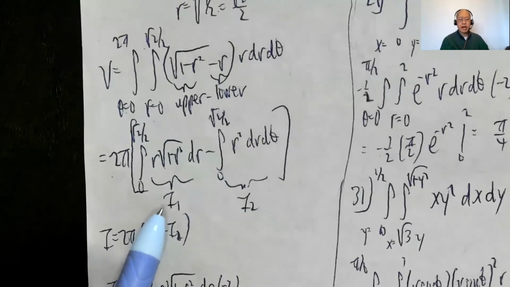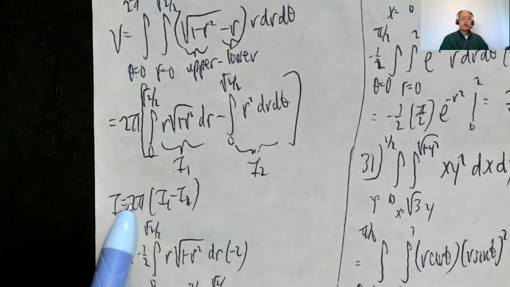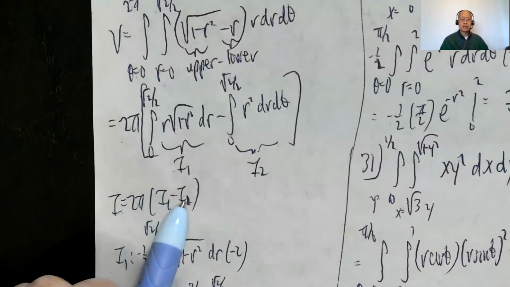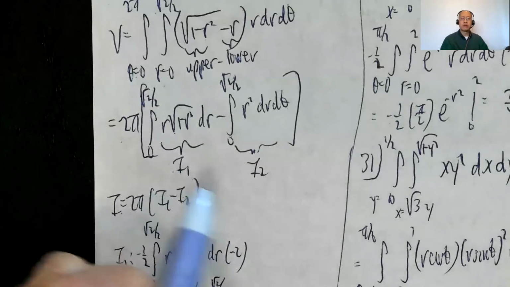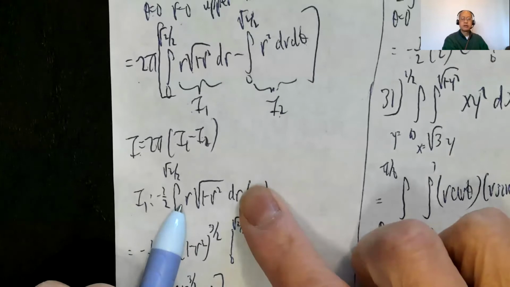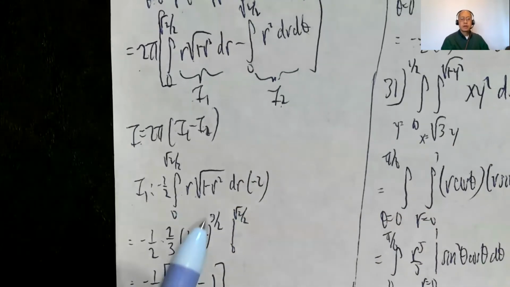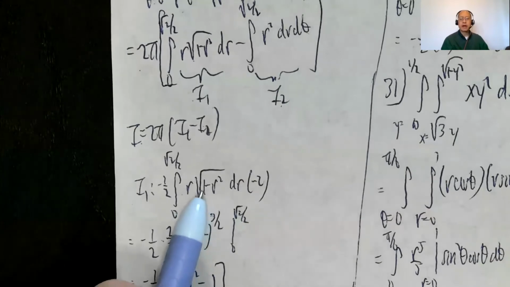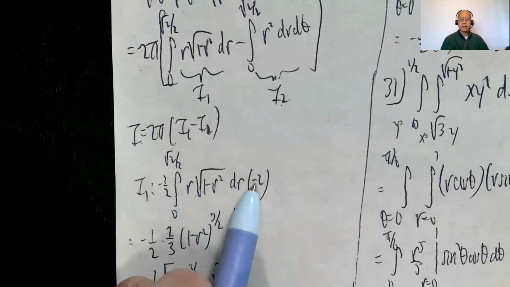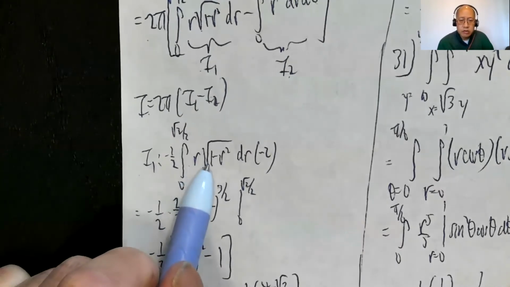And I decided to break this up into I1 and I2. So the original integral, I, is 2 pi times I1 minus I2. So I take a little time out, figure out I1, figure out I2. So I1 looks like a regular u substitution. r radical 1 minus r squared. Okay, the derivative of 1 minus r squared is negative 2r, multiplied by negative a half outside. So that's going to be 1 minus r squared to the 1/2.